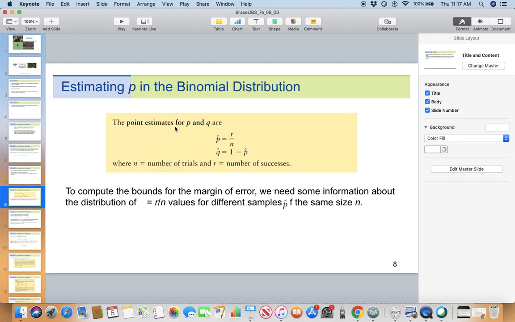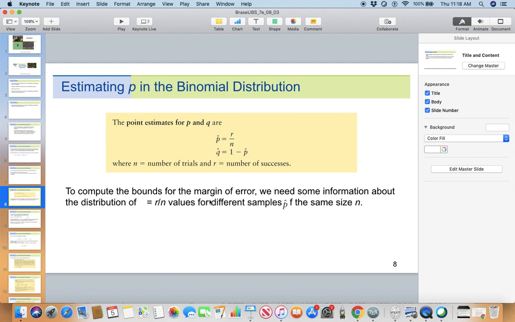So the point estimates for P and Q are P hat is R over N, Q hat is 1 minus P hat. Okay, so what is P hat? It is a point estimate for P. Therefore, Q hat is 1 minus P hat. N is number of trials, R is number of successes.